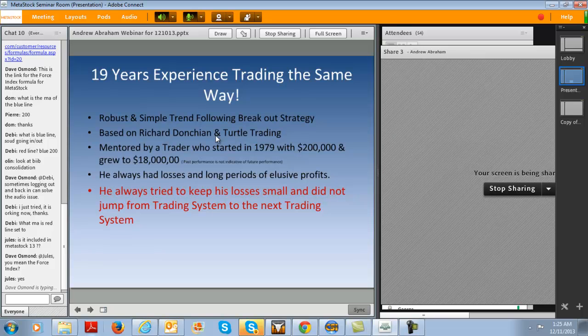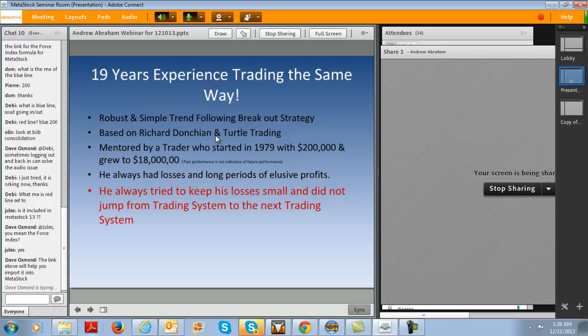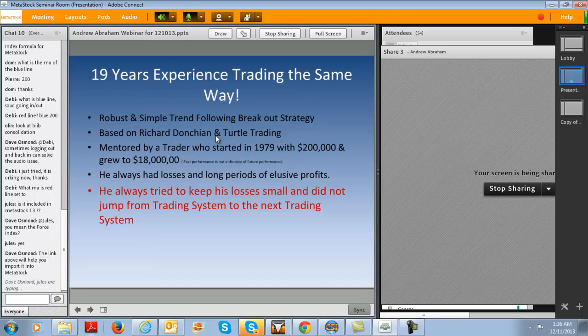Another way you can do it in Metastock is to just do an ADX greater than 30 and do a search. You can see whatever is trending, either up or down, and look to put those on your watch list.